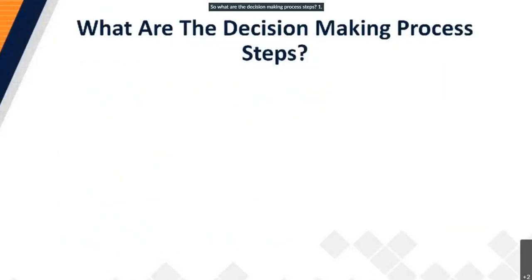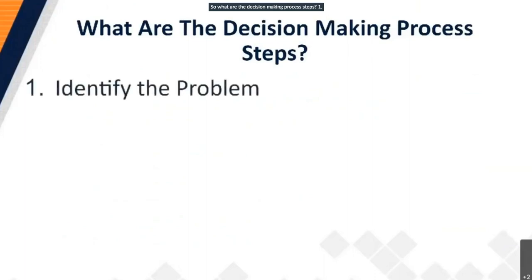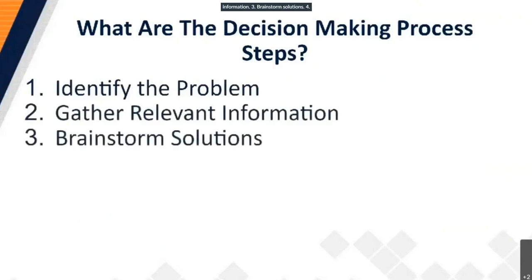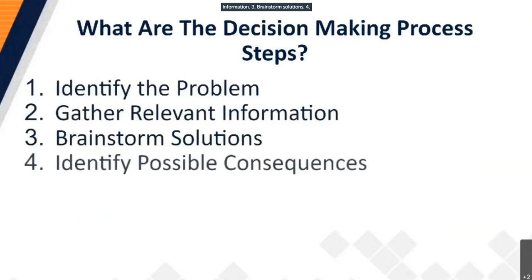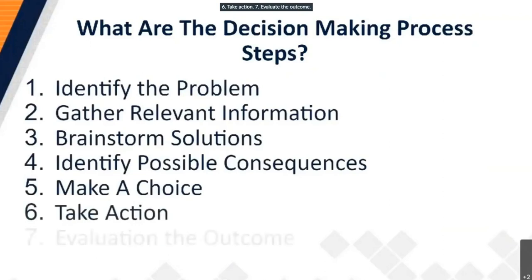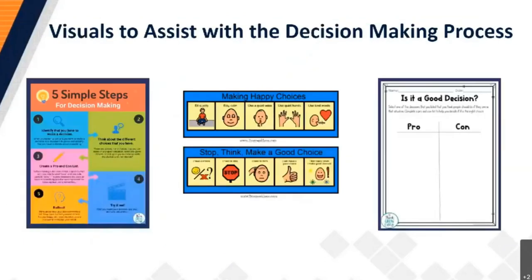So what are the decision-making process steps? One, identify the problem. Two, gather relevant information. Three, brainstorm solutions. Four, identify possible consequences. Five, make a choice. Six, take action. Seven, evaluate the outcome. Here are some visuals to assist with the decision-making process.